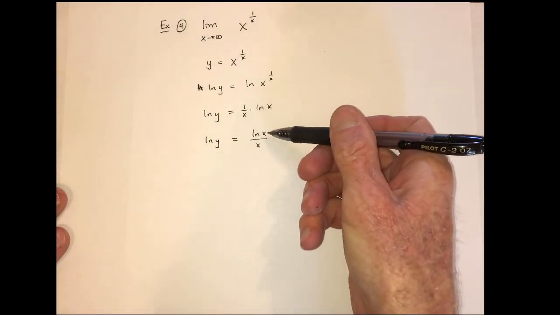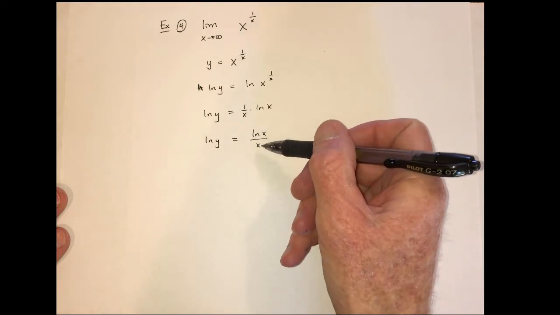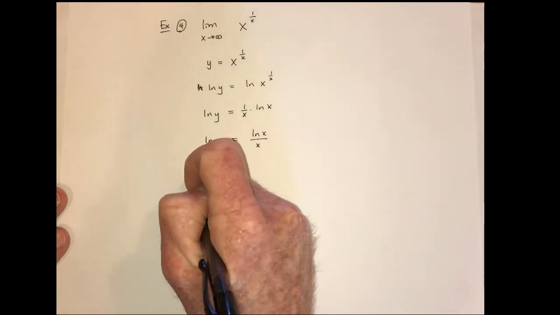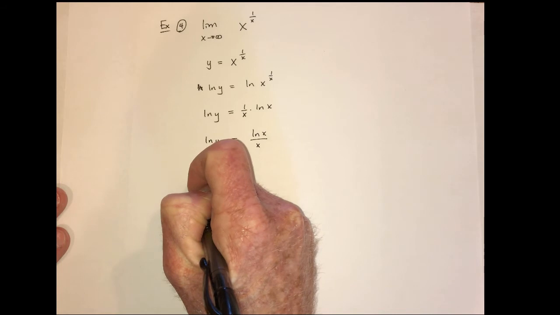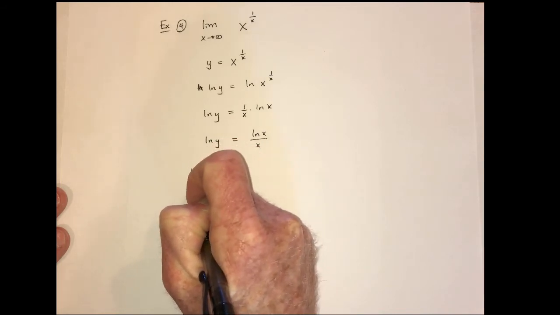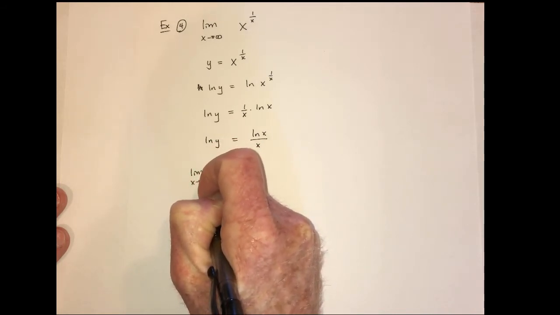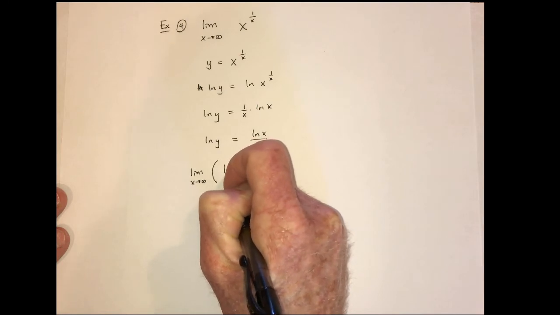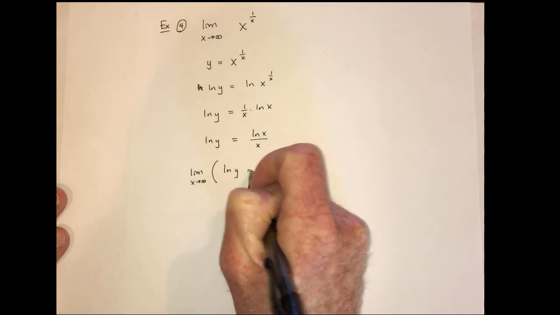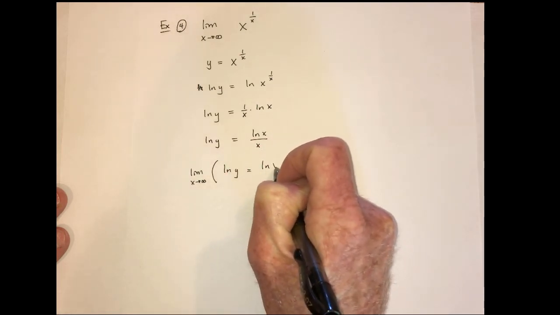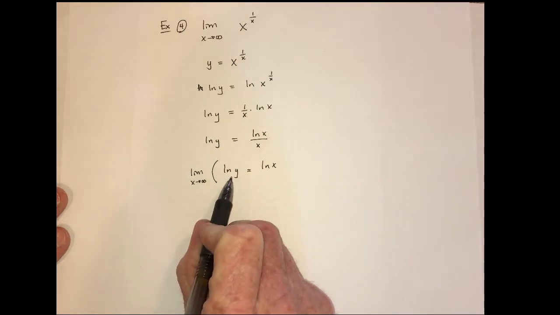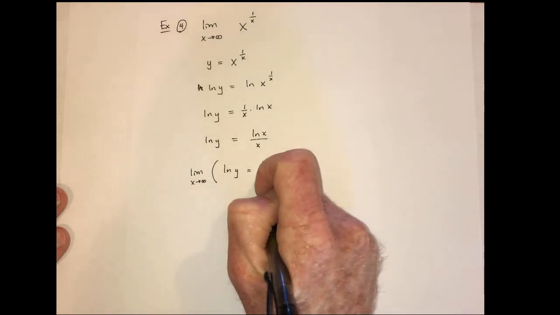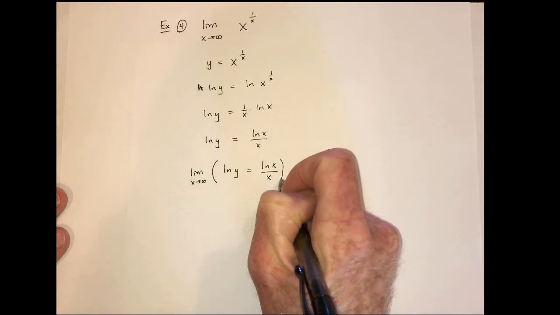Now I have something that is one thing divided by another thing. So now take the limit as x goes to infinity for this whole thing. And the left side doesn't have an x in it, so I'm just going to leave that there. But the right side does.